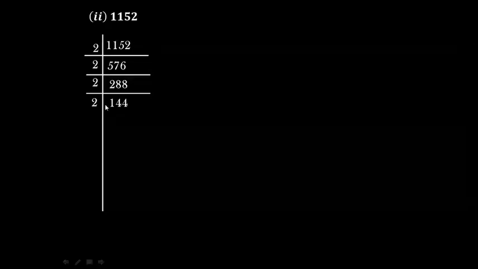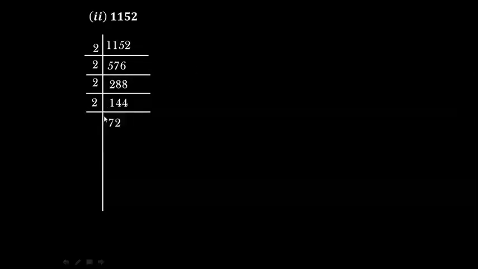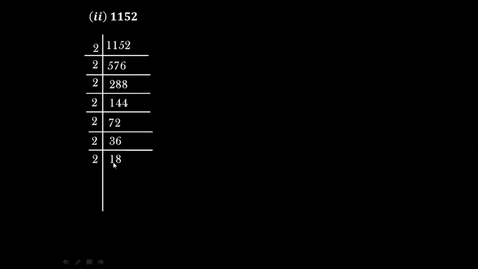This is also an even number, it's divided by 2, we'll get 72. 72 is also an even number, so it's divided by 2, we'll get 36. 36 can be divided by 2, we'll get 18. 18 can be divided by 2, we'll get 9. 9 can be divided by 3, so 3 3s are 9. So now 3 1s are 3.